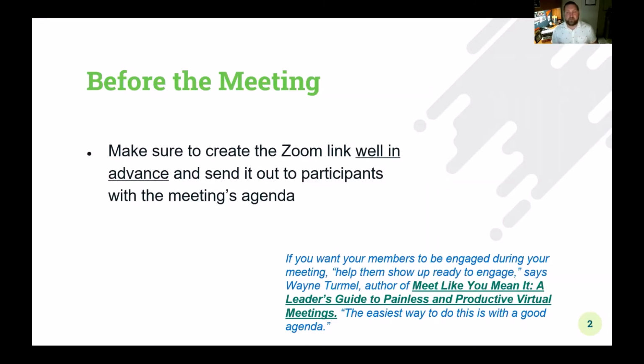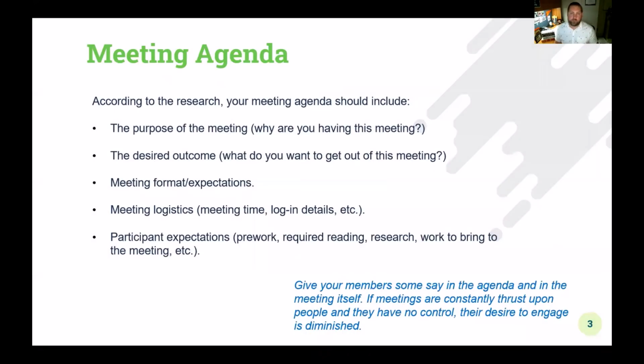This is from the author of Meet Like You Mean It, A Leader's Guide to Painless and Productive Virtual Meetings, right? So some people were ahead of their time and thought about this long ago, as Zoom and Skype and all these things already happened. So there's actually books and resource guides on having effective virtual meetings, right? So the easiest way to do this really is to start with your agenda. So having that meeting agenda ahead of time is extremely important.